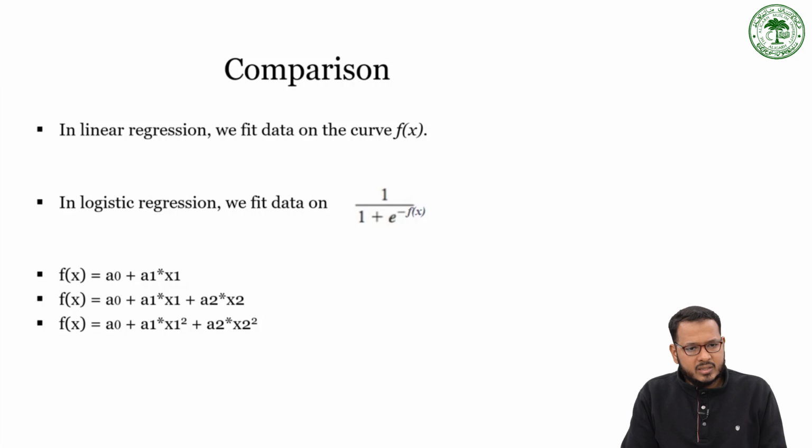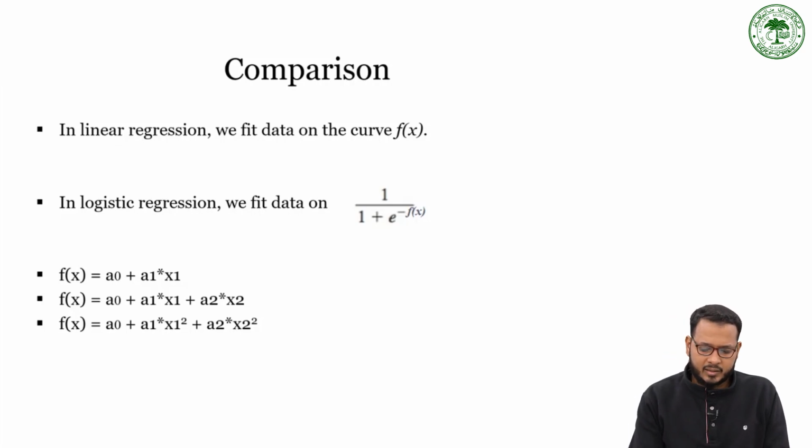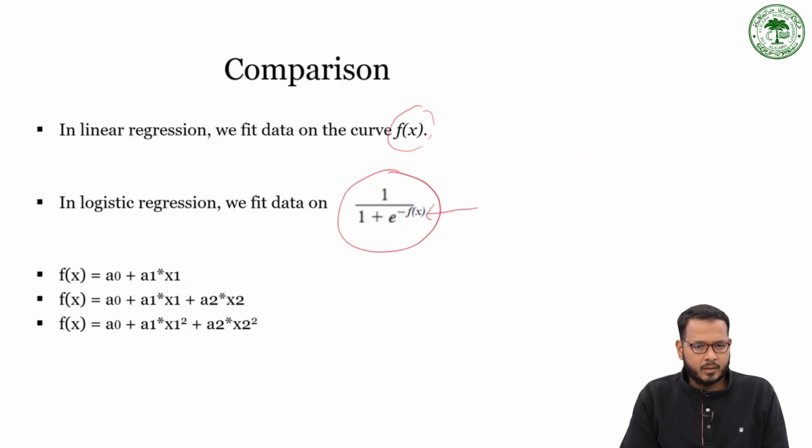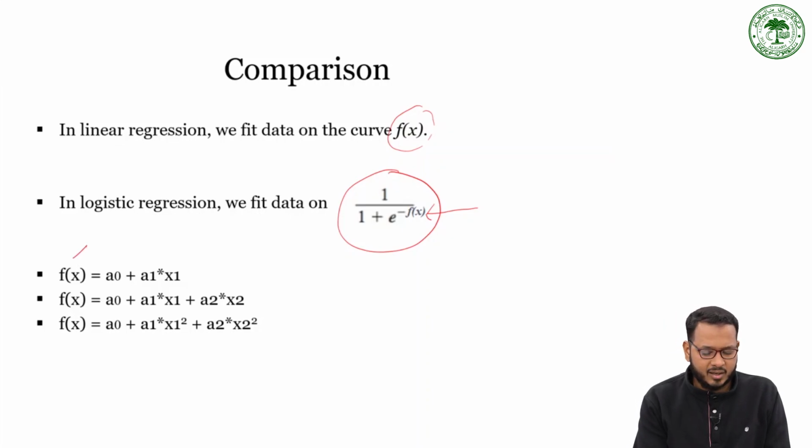If we compare logistic regression with linear regression, the basic difference is that in linear regression we try to fit a curve fx, but in logistic regression we try to fit the data on this expression where fx is an argument to that. Once again, to remind you that fx can be any curve.